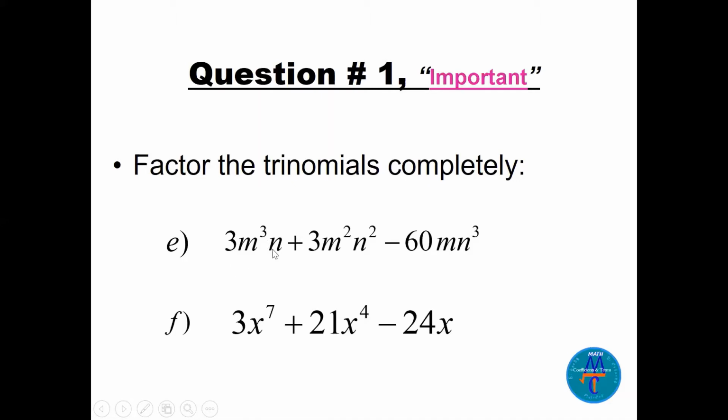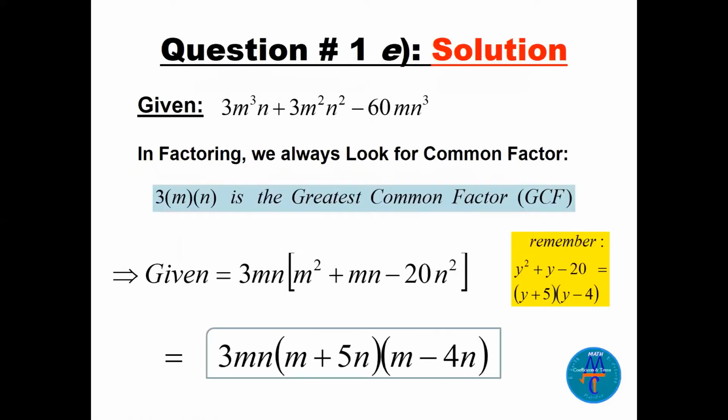3m cubed n plus 3m squared n squared minus 60 mn cubed. I think you remember, or you have to know easily, that to factor anything, 2 terms, 3 terms, 4 terms, 5 or 6 terms, you have to look for a common factor in all terms. That's step number 1, always. Now we can find the common, I think here, 3, 3, and 60. We go to m, we go to n. We have to check the common factor. So here, always look for the greatest common factor.